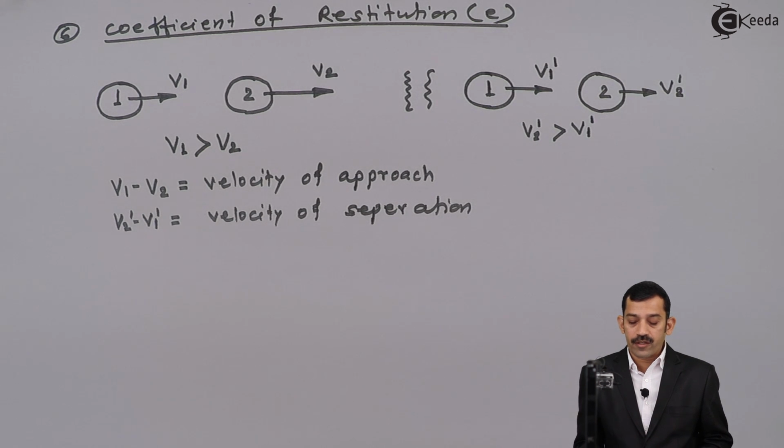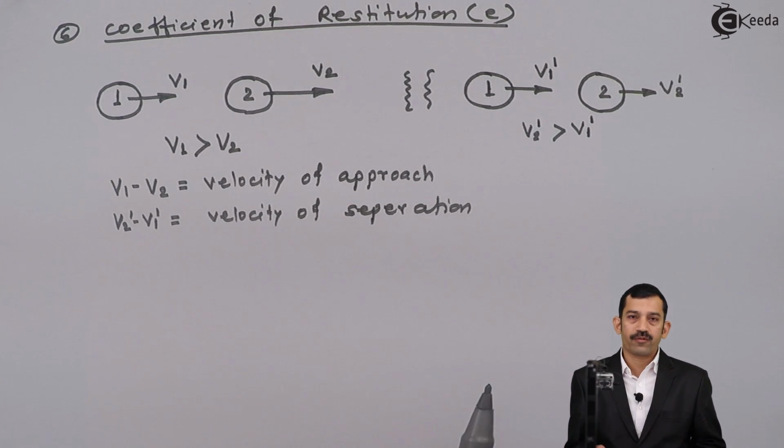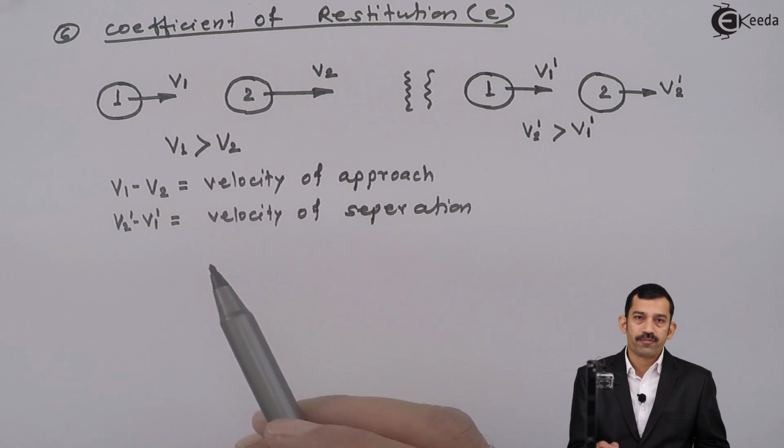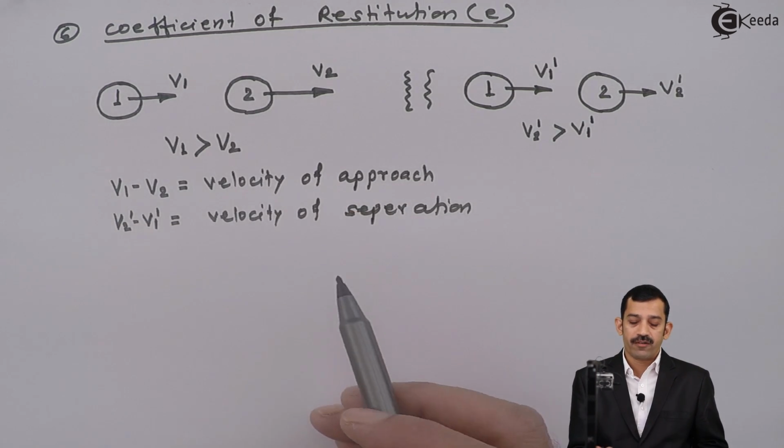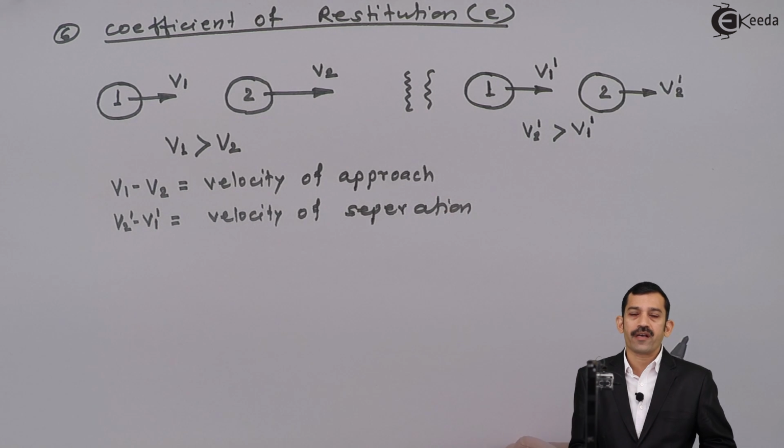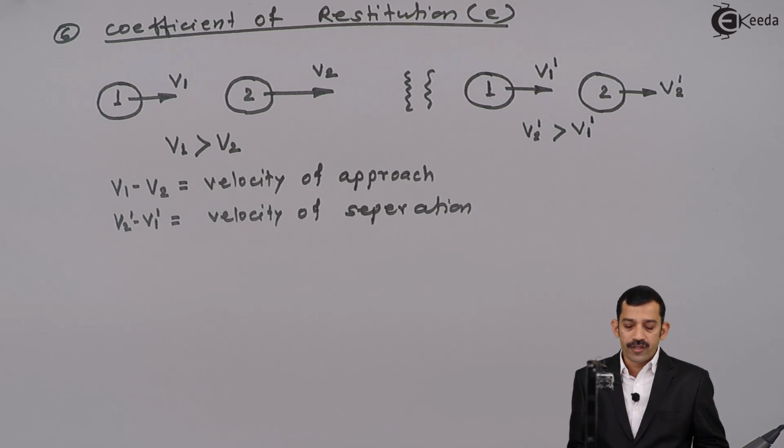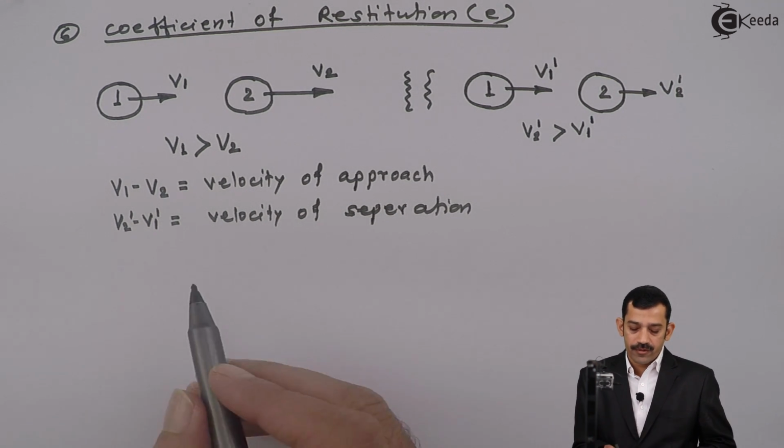Now depending on these two bodies which are given, maybe glass marble, glass marble, maybe plastic, plastic, maybe plastic and glass marble, maybe plastic and wood. Any pair of material, whatever the two bodies that collide with each other, or any two materials involved, or the materials may be the same, this ratio of the velocity of separation to the velocity of approach always remains constant and is called the coefficient of restitution.